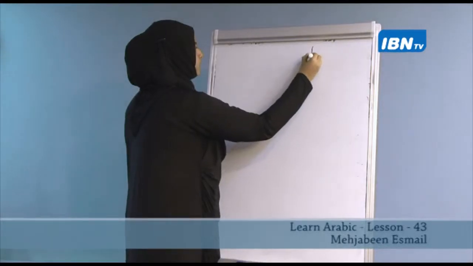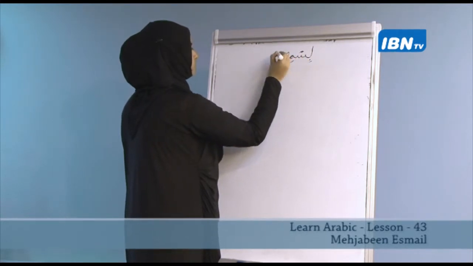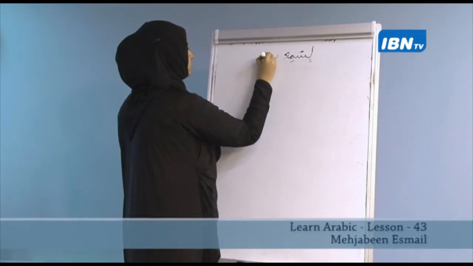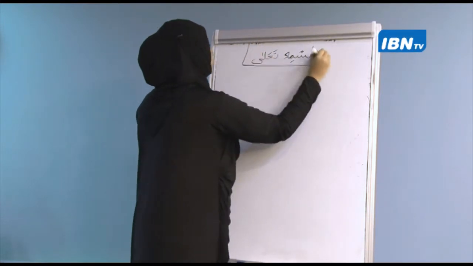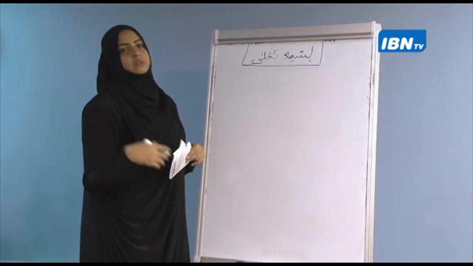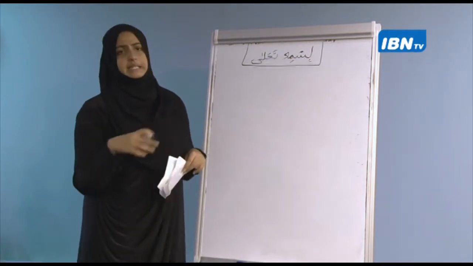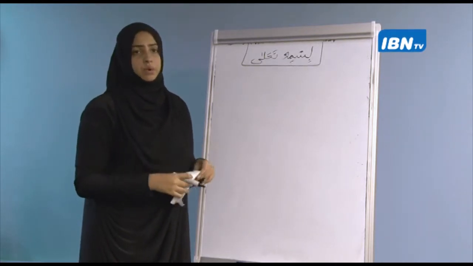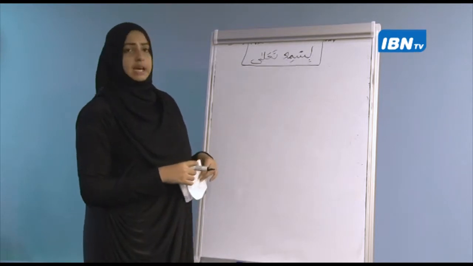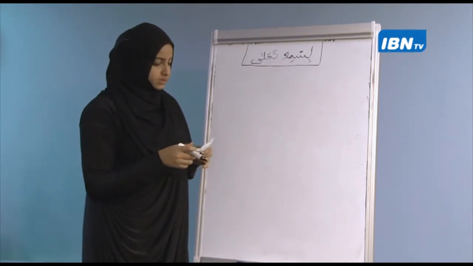Right, so in our previous session we had discussed Kana and her sisters, and we discussed them in all tenses. We started off with fi'lul madi, then went to fi'lul mudari, then the command form. We looked at examples as well, and I hope you try to do a bit more revision on Kana wa akhawatuha, and of course do your own exercises.